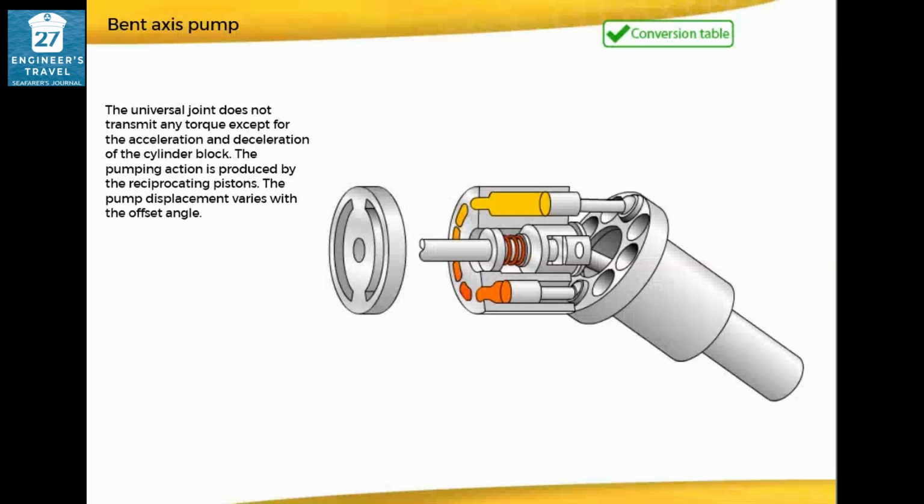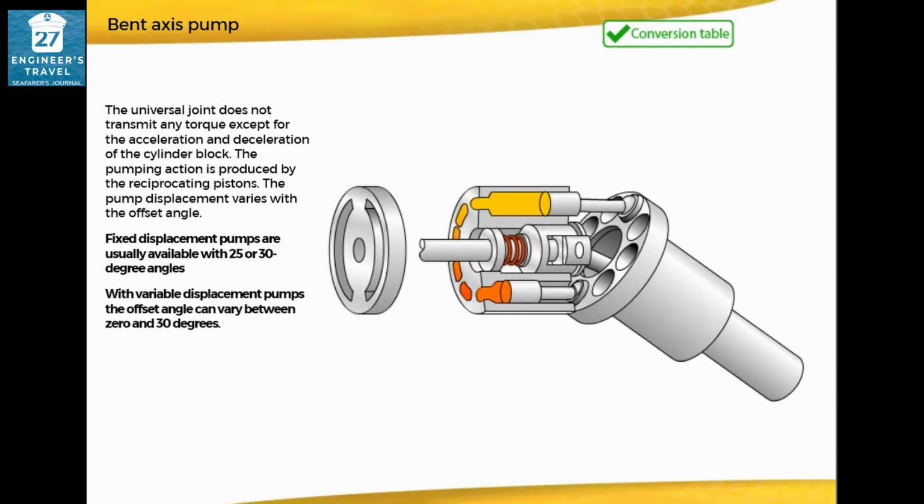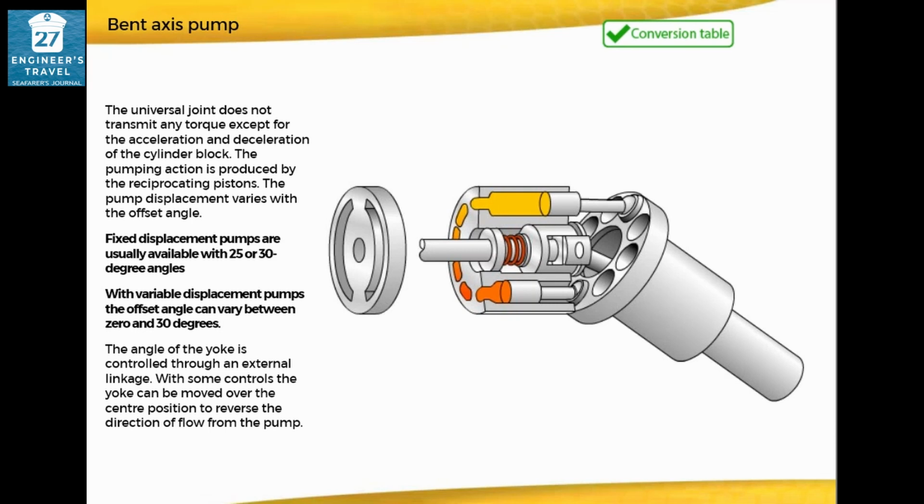The pump displacement varies with the offset angle. Fixed displacement pumps are usually available with 25 or 30 degree angles. With variable displacement pumps, the offset angle can vary between 0 and 30 degrees. The angle of the yoke is controlled through an external linkage. With some controls, the yoke can be moved over the center position to reverse the direction of flow from the pump.